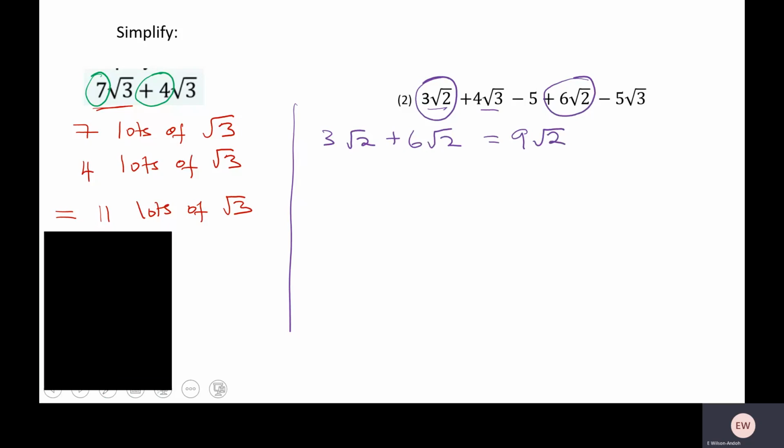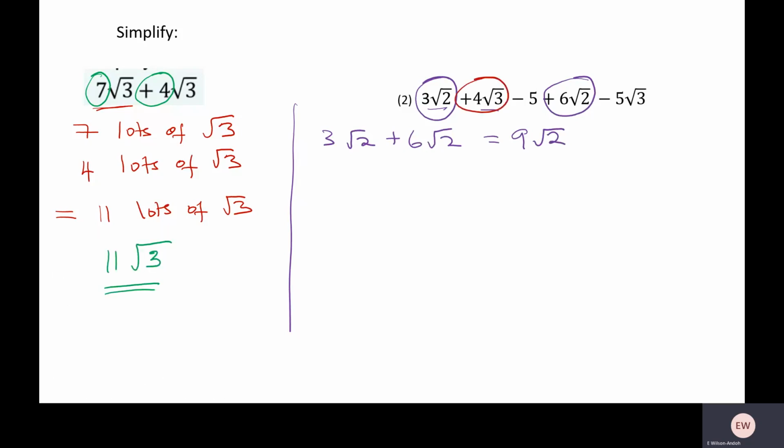We have other like terms. We have 4 root 3 and 5 root 3, and we write this as 4 root 3 minus 5 root 3. In this case, we are subtracting 5 from 4. So we have 4 minus 5, and this will give us minus 1 root 3. Now we have minus 1 as coefficient, and when you have 1 as coefficient, we make the 1 invisible. So this is the same as minus root 3.